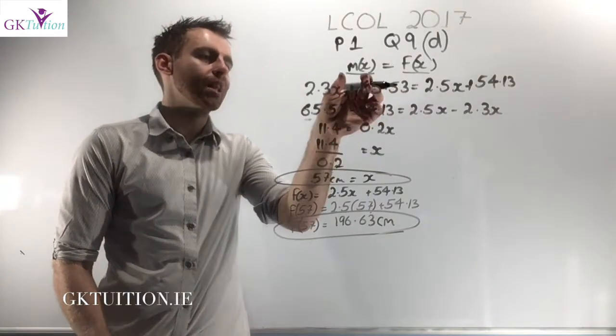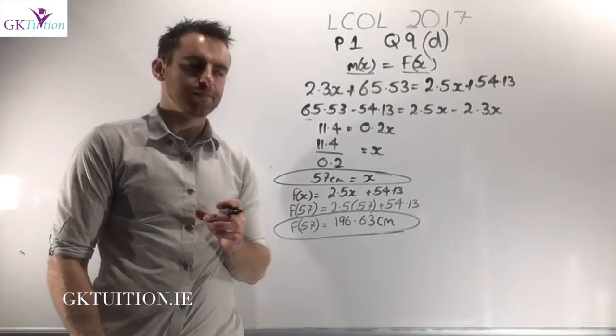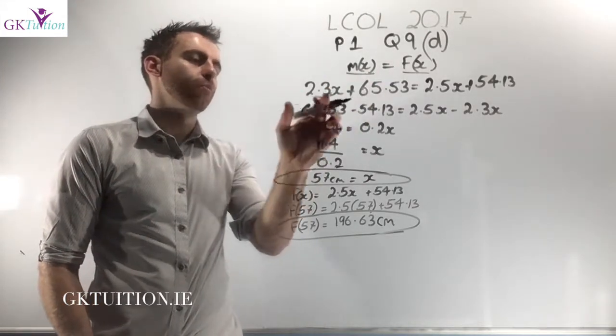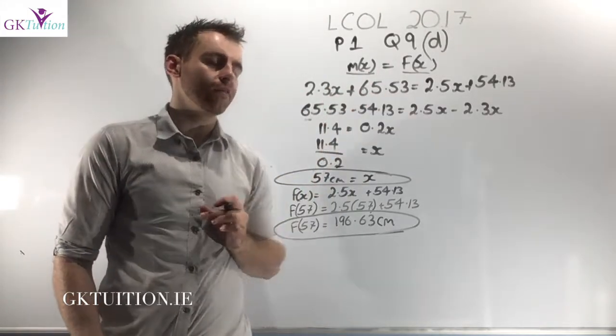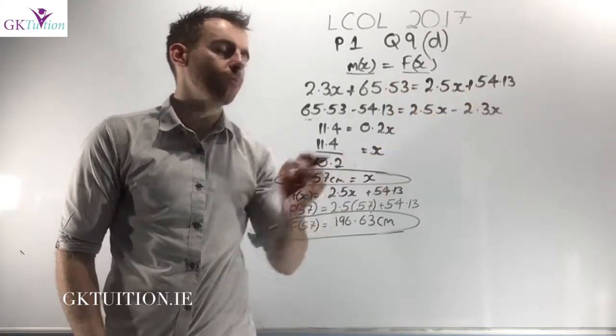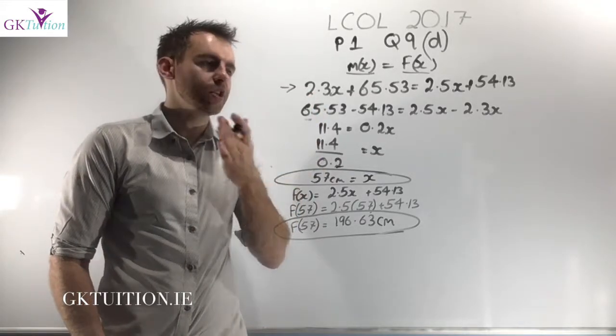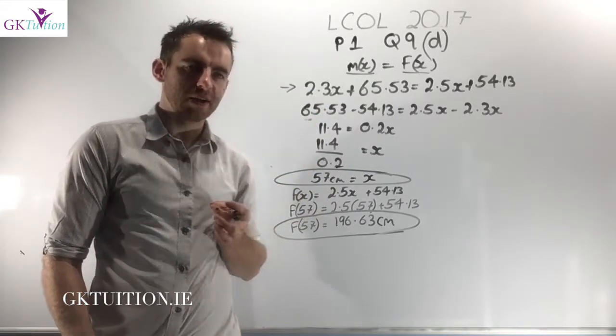So all we need to do is let the height of a male equal the height of a female and find the value of x. The height of a male is 2.3x plus 65.53. The height of a female is 2.5x plus 54.13. Now I've got a relatively basic linear equation. I can simplify this and find the value of x.